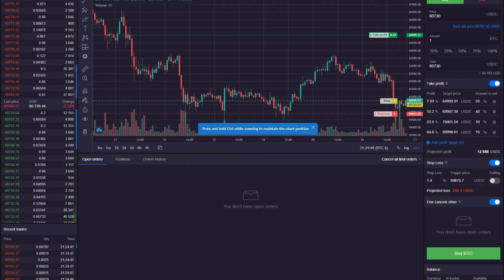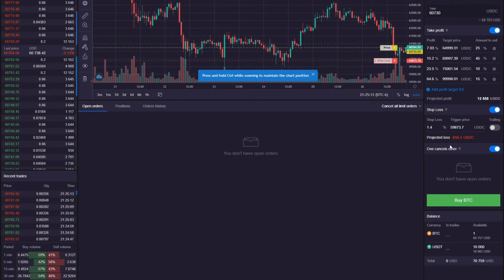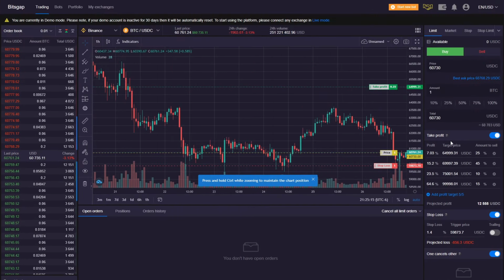No other exchange that I've worked on over the past 4 years being a full-time trader in the crypto markets has allowed me to do these types of functions, where I can have multiple take profits, where I can have a trailing stop loss, where I can have a cancel order depending on another order getting triggered or not. As such, I find this to be one of the biggest advantages for traders to use the Bitsgap platform.